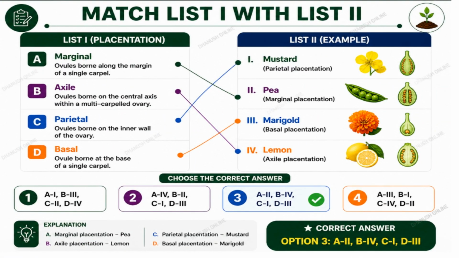Match list 1, placentation, with list 2, example. The correct answer is option 3, A2, BIV, CI, D3. Marginal is pea, axial is lemon, parietal is mustard, basal is marigold.